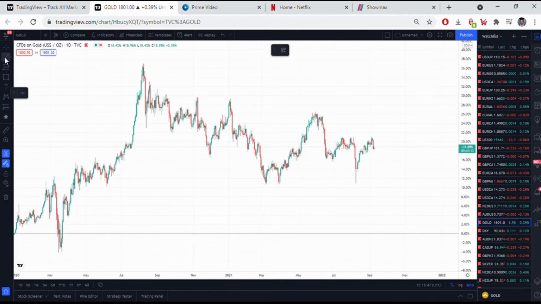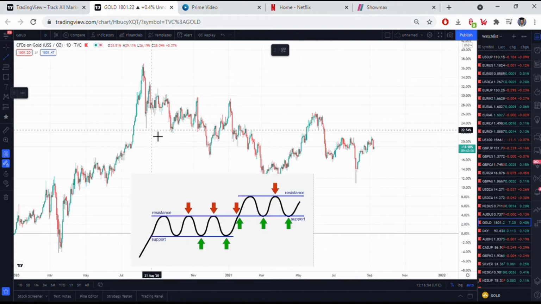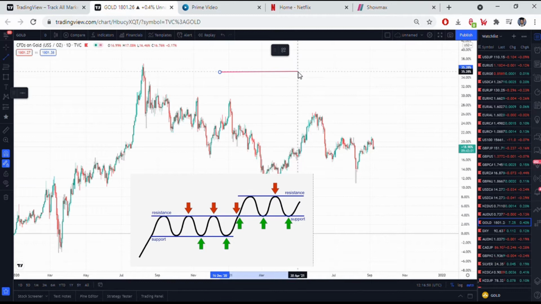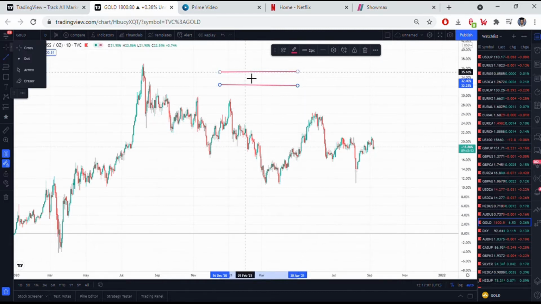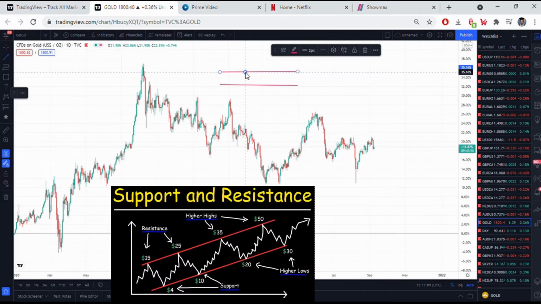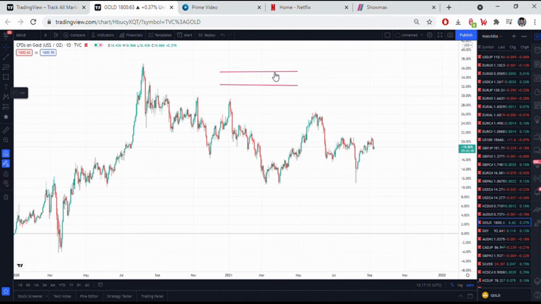How do you draw your support and resistance? Your support and resistance is not necessarily a horizontal line like this. I know most people are used to this. Even your channel, you can identify your support and resistance in the form of a channel, ascending or descending channel. All right, and then how do you identify this support? Let me just draw it for you.